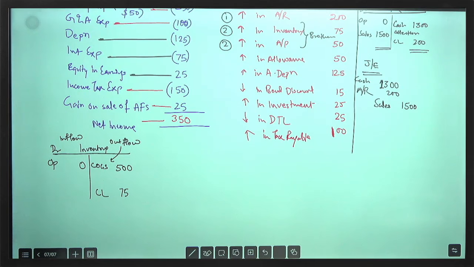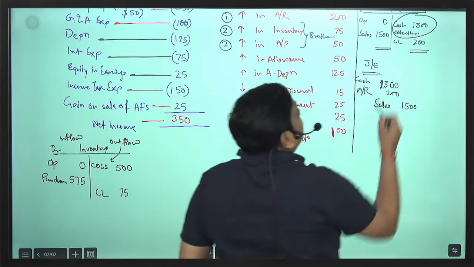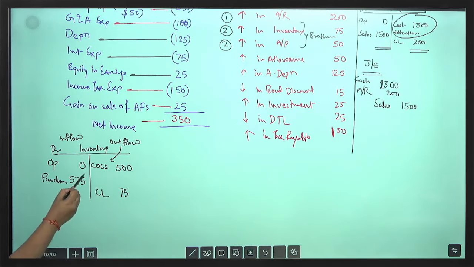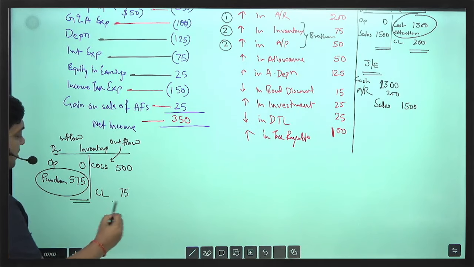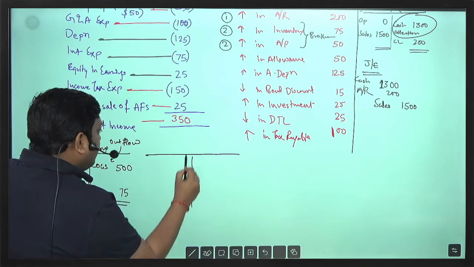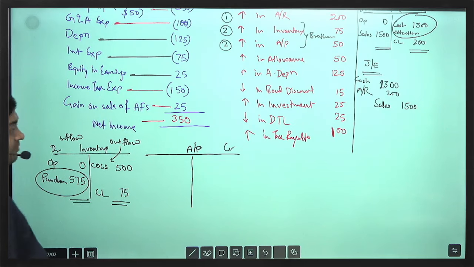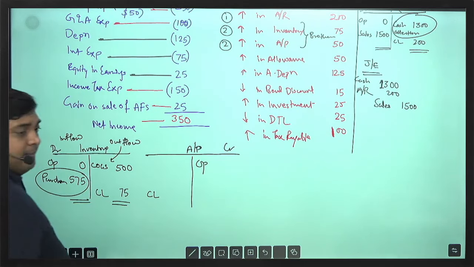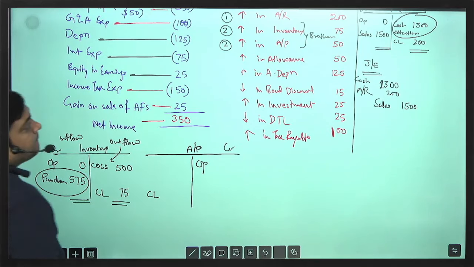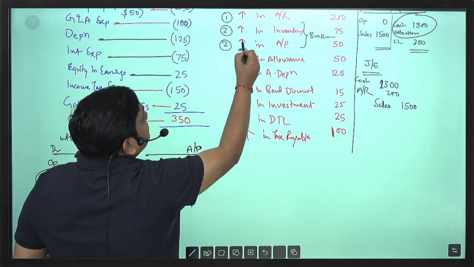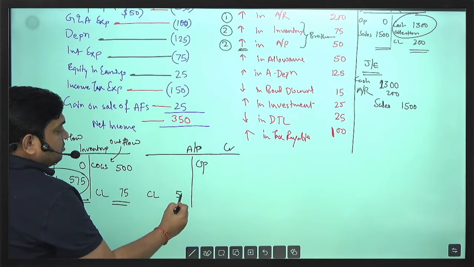Yes or no? So I will get purchase 575. Balancing figure. Here this is the plug. Now this plug I will put in accounts payable, which will have a credit balance. So opening will be here, closing will be here. It is also an increase, you can see. So I will put 50 here.